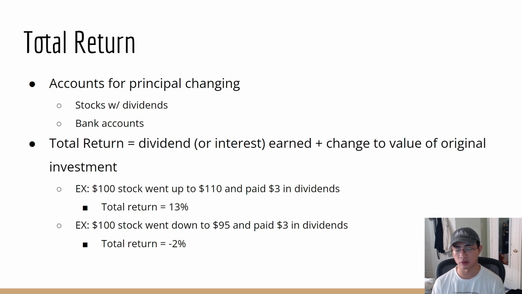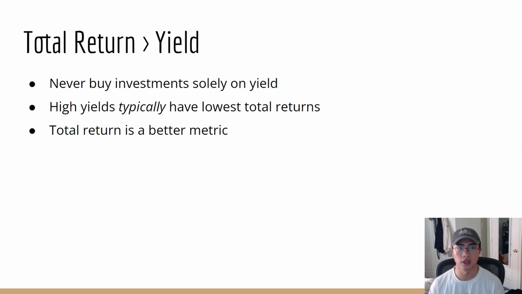So as you can see, the total return is actually a better indicator than the yield. So total return better than yield. So you should never buy investments solely on the yield. High yield typically has the lowest total returns. That's what the book says. Do not quote me on that. And so overall, total return is a better metric.